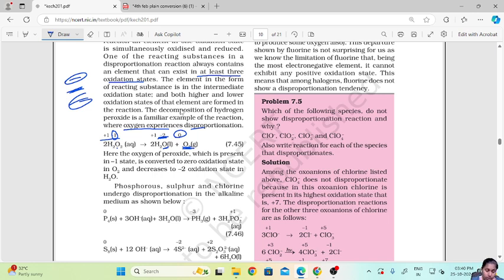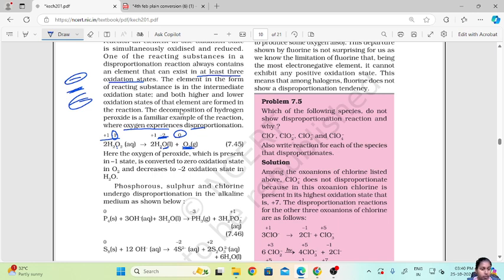So it was initially -1 in the peroxide, when it split it became 0, and it also became -2. So it shows 3 oxidation state variations. This is the disproportionation reaction.